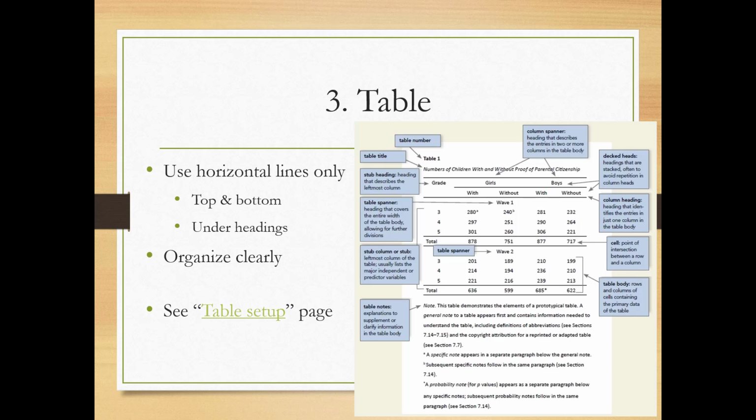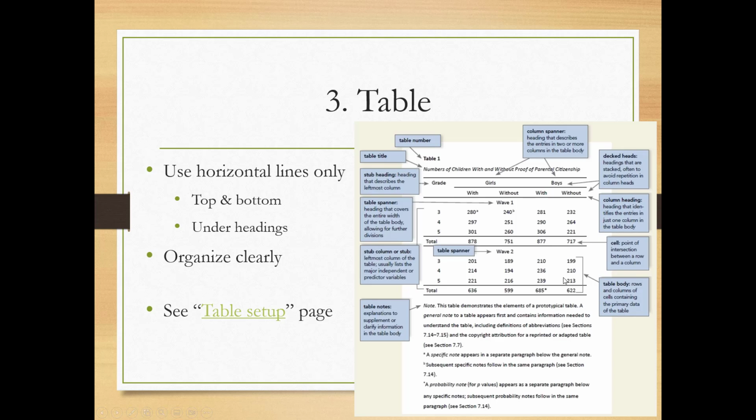But some very important qualities about APA-style tables to know. First of all, do you notice that there's never a grid in any of the tables you've seen so far? There are only horizontal lines in APA-style tables, so please remember that. There's one horizontal line at the top and then one at the very bottom, and then under headings and so on as well as needed.